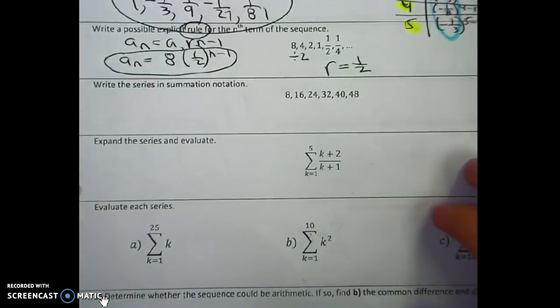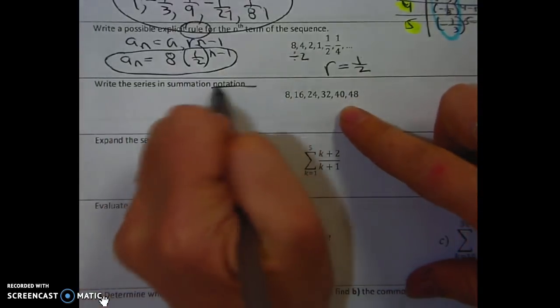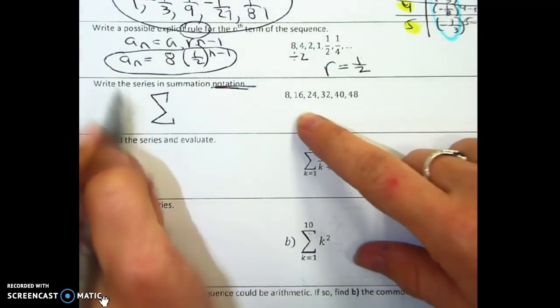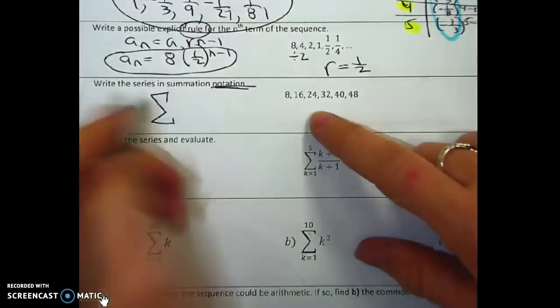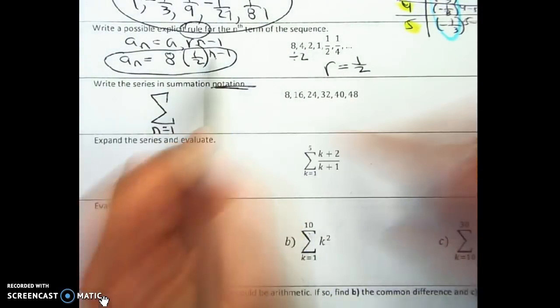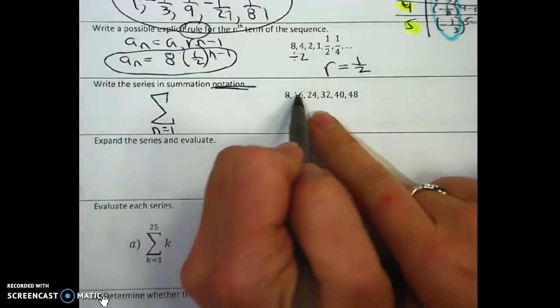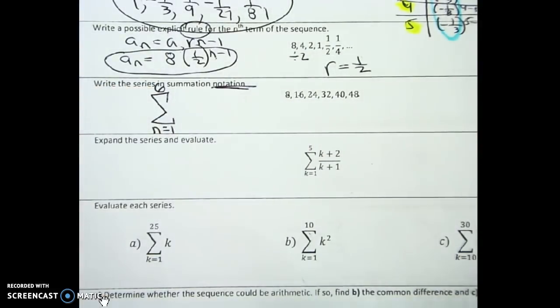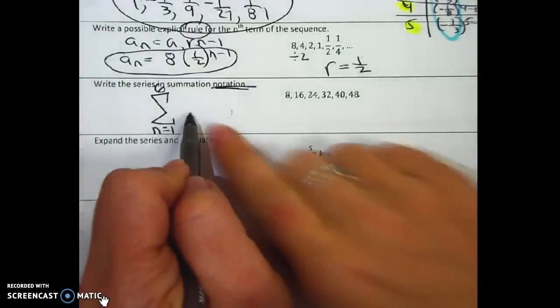Okay. Now I want you to write the series in summation notation. As soon as it says notation, that means I'm going to create the sigma. I can use any letter: N, Q, K, but I feel like N is the easiest because we use N in a lot of our formulas. There are 1, 2, 3, 4, 5, 6 numbers in the sequence, so that goes there. Now all that's left is for me to find the formula.